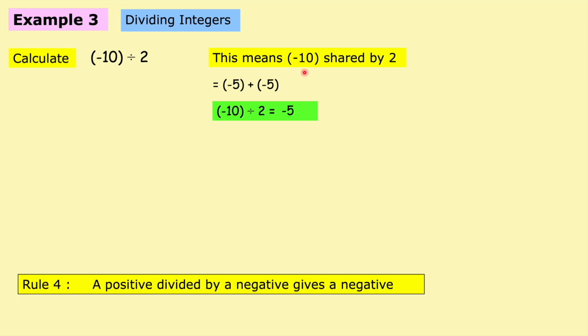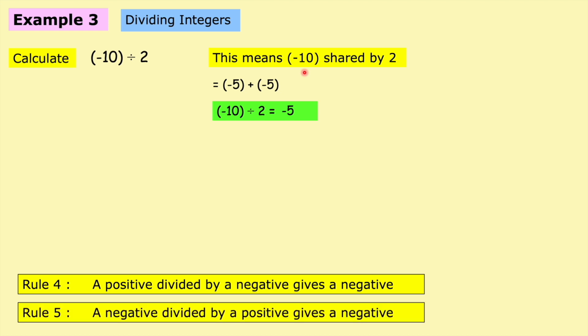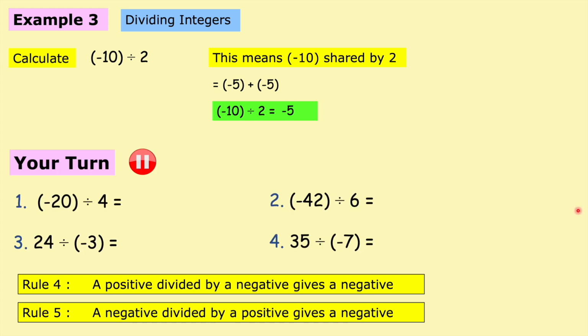So it brings us on to our 4th rule in our little series: a positive divided by a negative gives us a negative. And also, a negative divided by a positive will also give us a negative. Again, if the two signs are different, a positive and a negative, you will always get a negative answer. So can you pause the video here and give these questions a try, please?